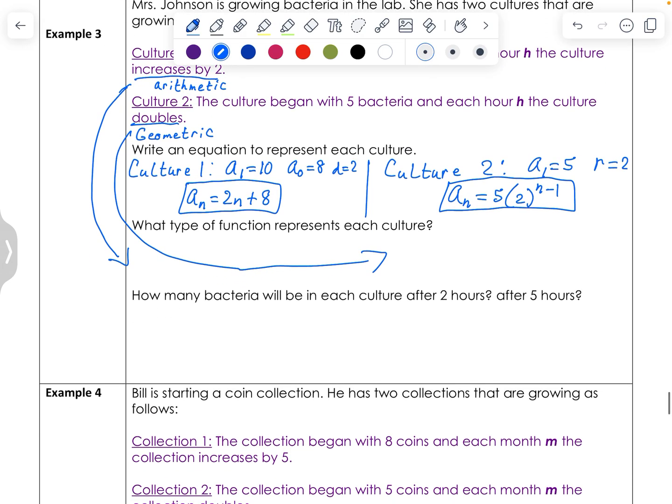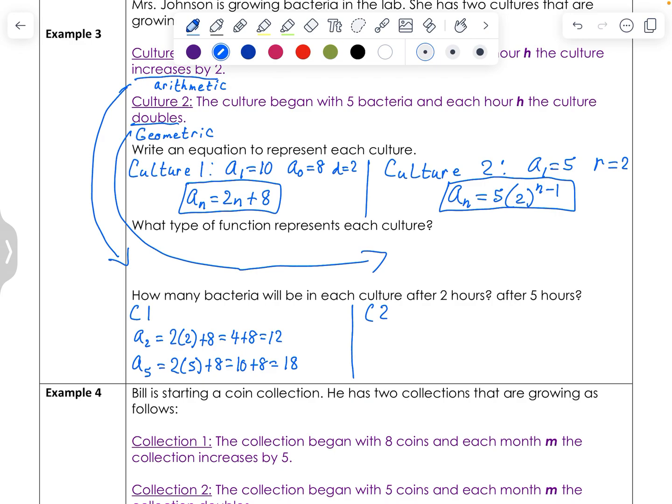And then how many bacteria will be in each culture after 2 hours and then after 5 hours? So it wants us to compare 2 different terms and just see which one's going to grow faster. You can assume that this is culture 1, this is culture 2. So let's find the 2-hour term, which would be A sub 2. A sub 2 is going to be 2 times 2 plus 8, which is 4 plus 8, which is 12. And then A sub 5, after 5 hours, would be 2 times 5 plus 8, which is 10 plus 8, and that is 18. So we're not drastically increasing there.